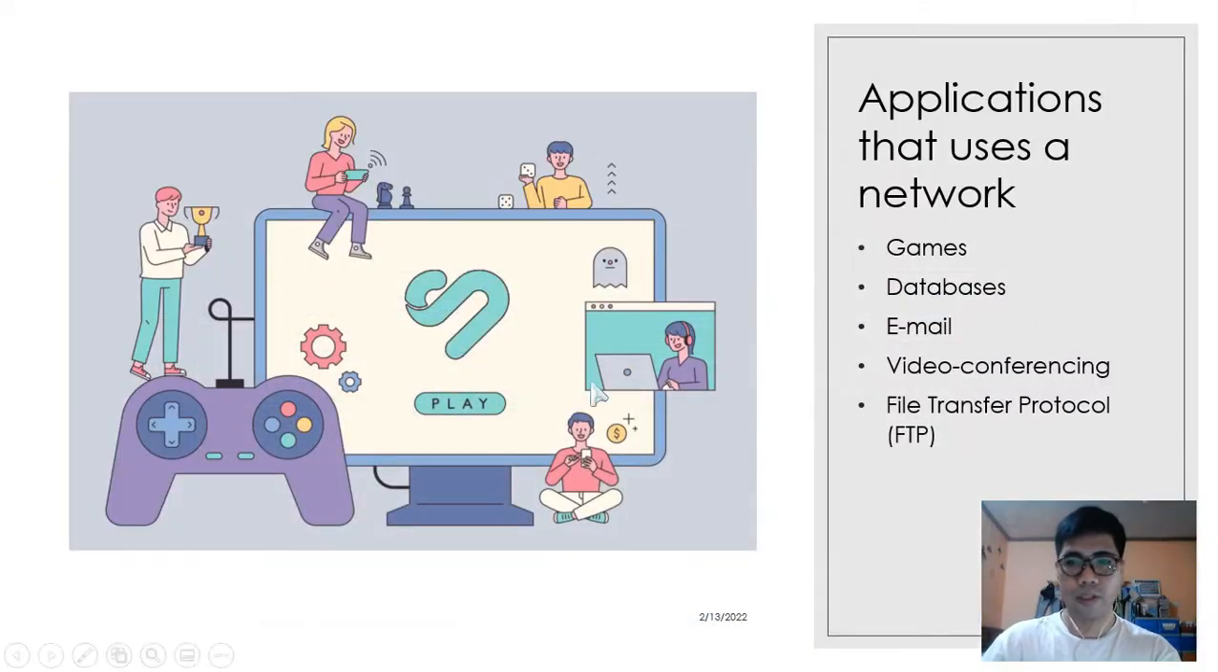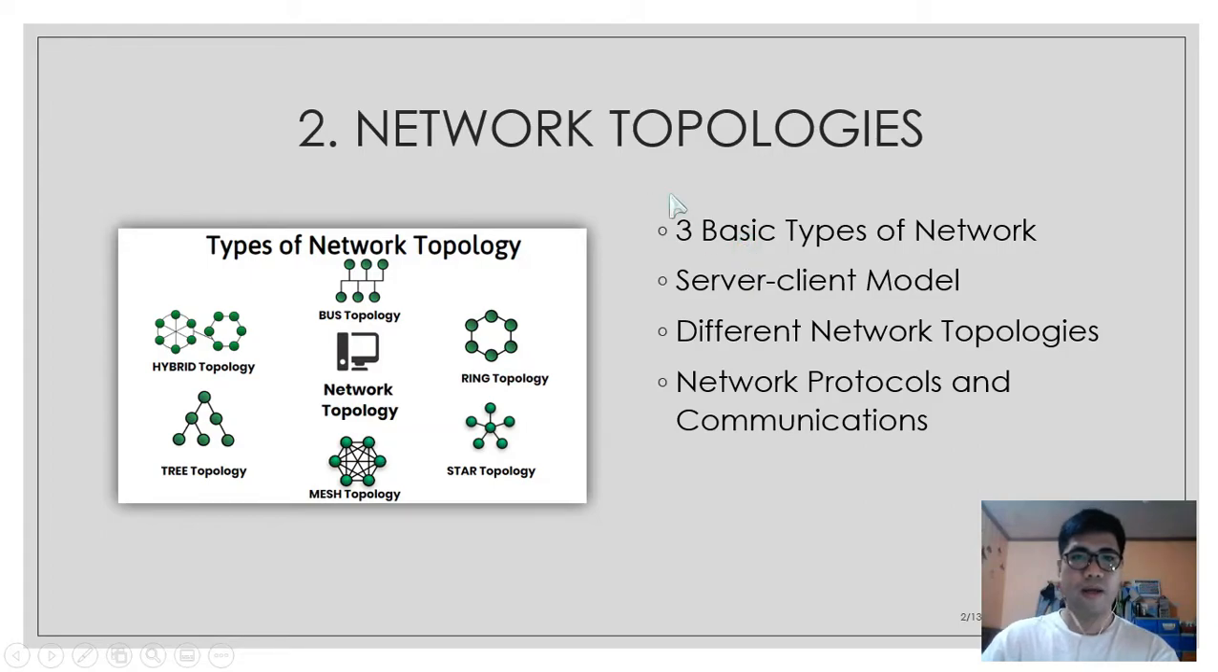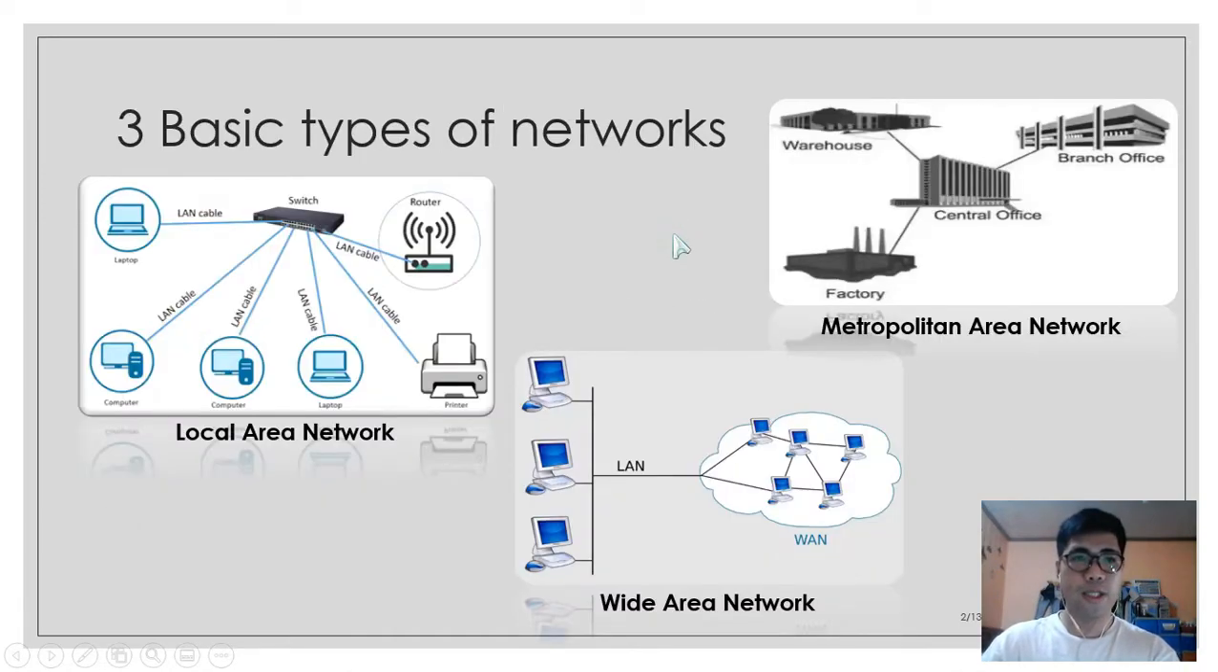So now we will proceed to the next topic, network topologies. In this topic, we will discuss the three basic types of network, the server-client model, different network topologies, network protocols, and communications. So let's proceed with the three basic types of networks. We have the local area network, the wide area network, and the metropolitan area network.